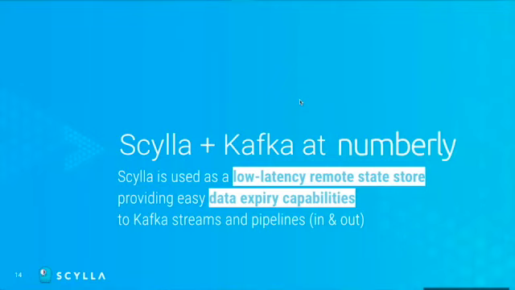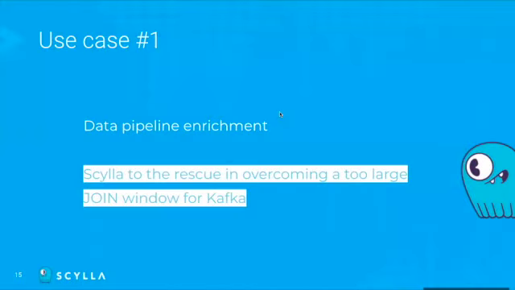Could you please take us over and explain how and why we're using Scylla as a low latency remote state store for Kafka Streams and pipelines? Sure, Alexis. Thank you. Next slide, please. All right, let's deep dive. The first use case is about one of our core pipelines to feed real-time behavioral data to downstream business processes.